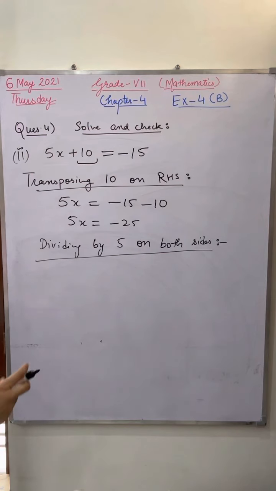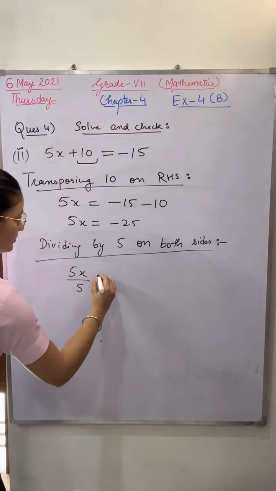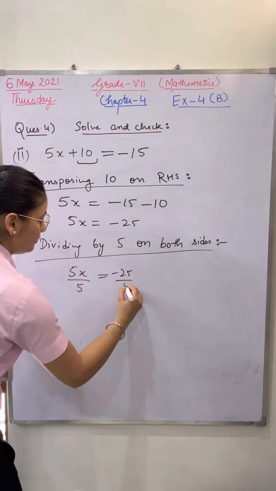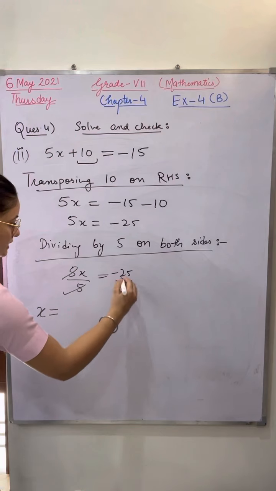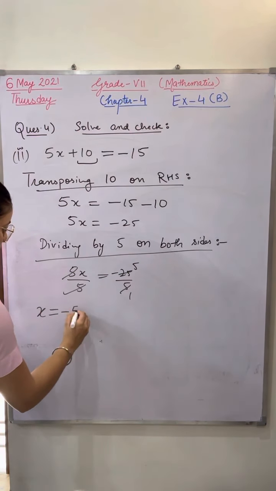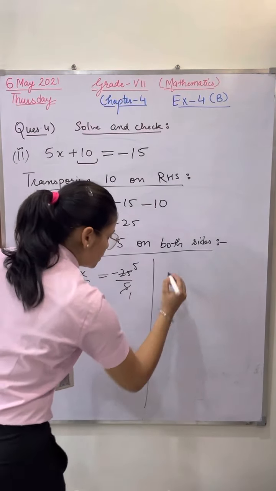Please mute yourself. Okay, now it will be 5x upon 5 equals minus 25 upon 5. 5 and 5 will get cancelled. x equals 5 ones are 5 and 5 fives are 25, that is minus 5. So I have the value of x, that is minus 5. Now I have to check my equation.